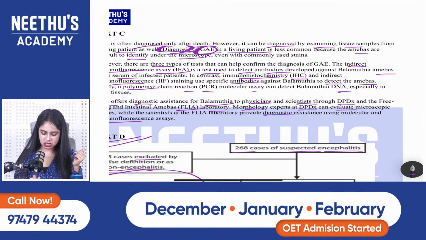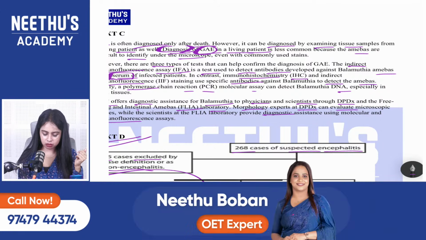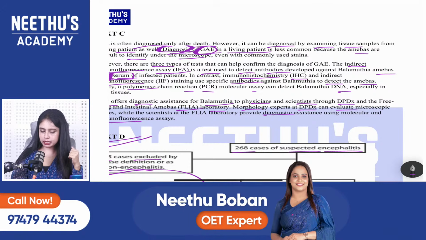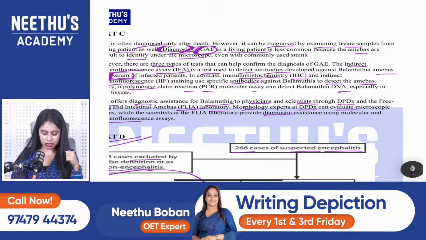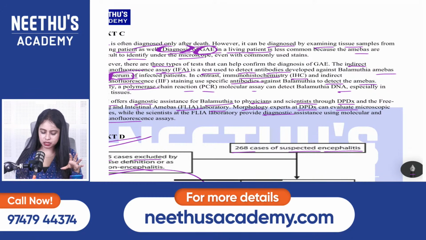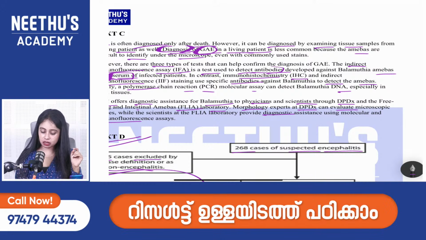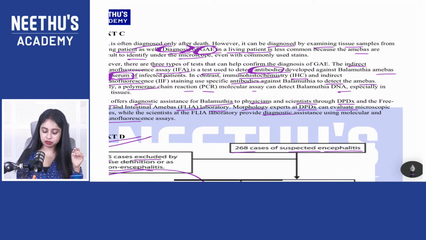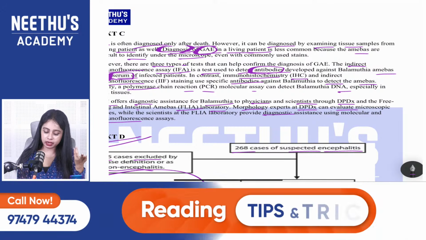Something called serum of infected patient. See here, I've already underlined that word. And which test is related to that? Indirect immunofluorescence assay, or IFA, is a test used to detect antibodies. Another keyword: developed against Balamuthia amoebas in the serum of infected patients. So that answer is IFA.